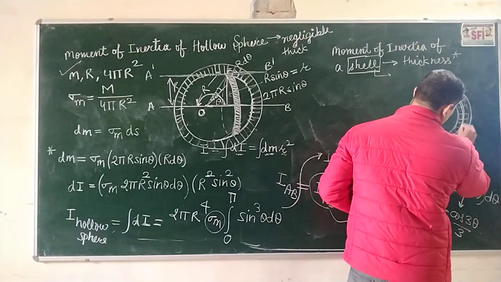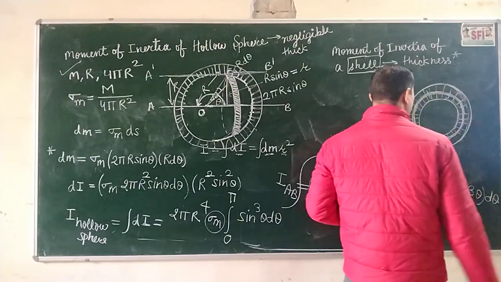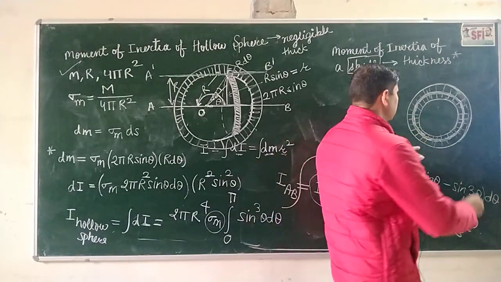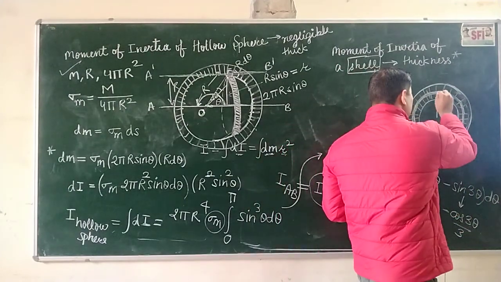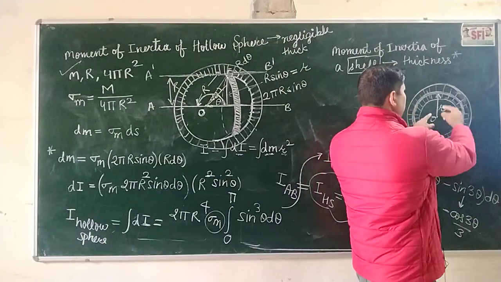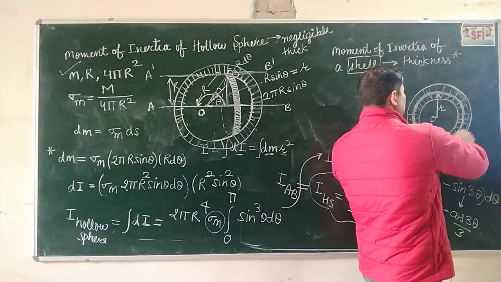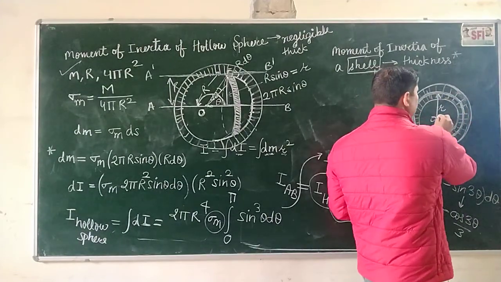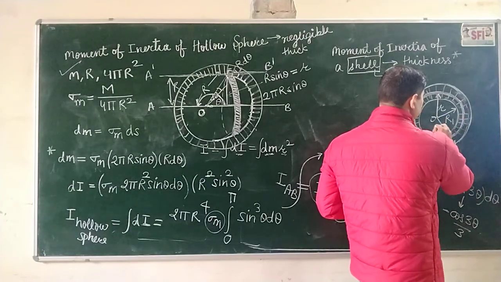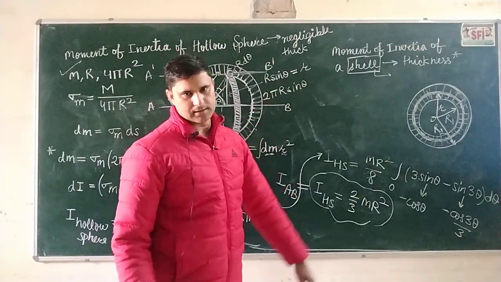This is the trick which we will make use of, because we know the moment of inertia of this hollow sphere whose radius is r. This is the center. If we integrate the moment of inertia of this elementary hollow sphere within the limit r1 to r2, then you will get the moment of inertia of the shell. Okay?